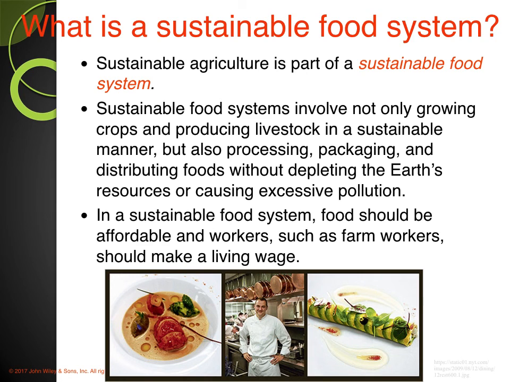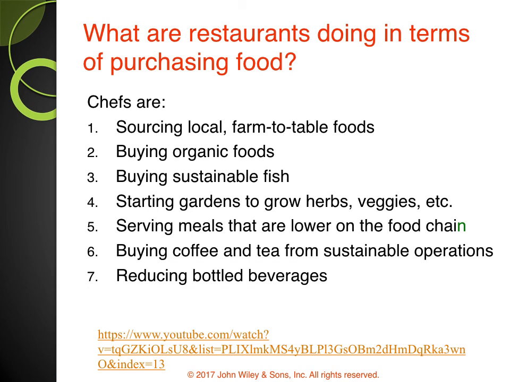In a sustainable food system, food should be affordable, and workers such as farm workers should be making a living wage. Definitely. Lastly, what are restaurants doing in terms of purchasing food? Chefs are sourcing local, farm-to-table food. Sourcing local means that they're speaking with their local farmers and local producers, local food markets, and trying to buy local. Buying organic foods, because to make organic foods, they typically incorporate sustainable agriculture practices, so that's why that made the list. Buying sustainable fish, starting gardens to grow herbs and veggies, serving meals that are lower on the food chain, buying coffee and tea from sustainable operations, reducing bottled beverages.